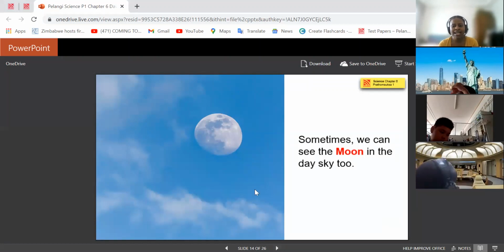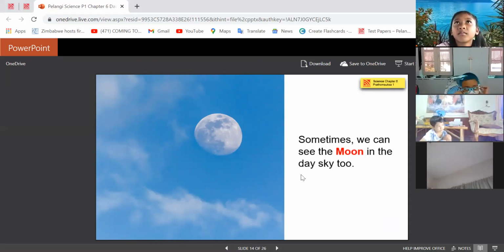Okay. Sometimes we can see the moon in the day sky too. Have you ever seen the moon in the day sky? Anybody? Let me see others. Yes. I see the moon in the day sky. Yes, a lot of times. That is very true. Most of the times we can see the moon even in the day sky. And why is that? Let's see.